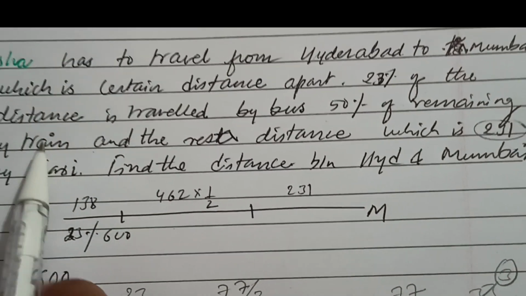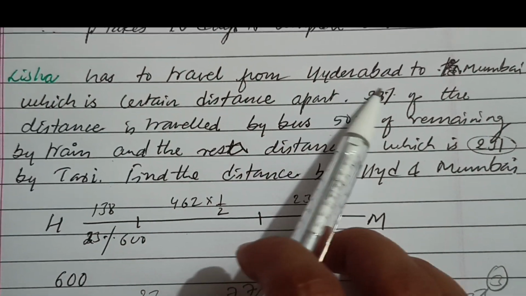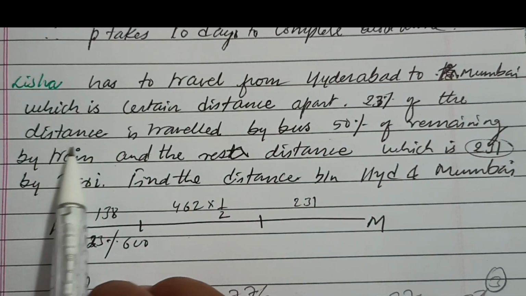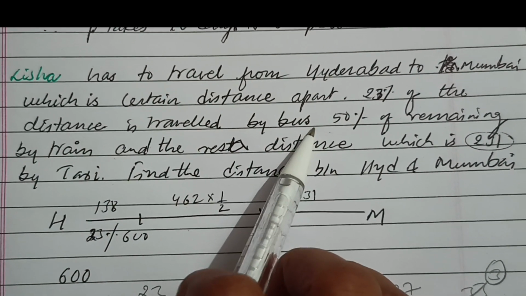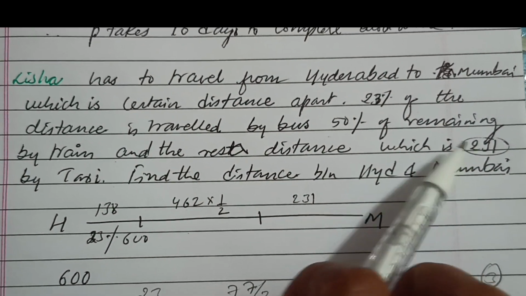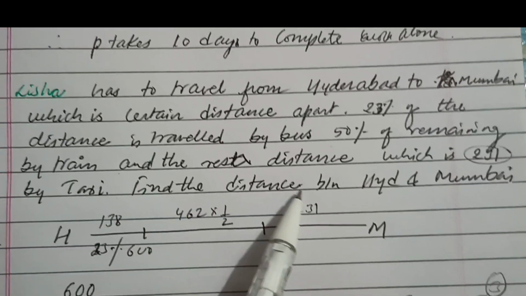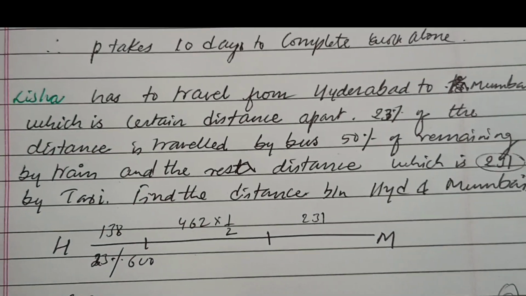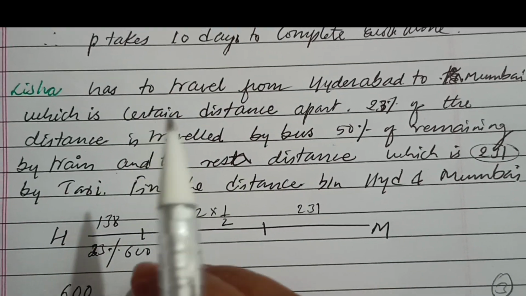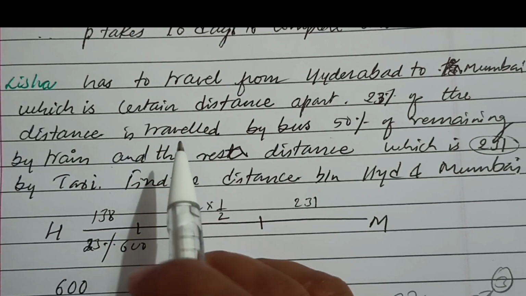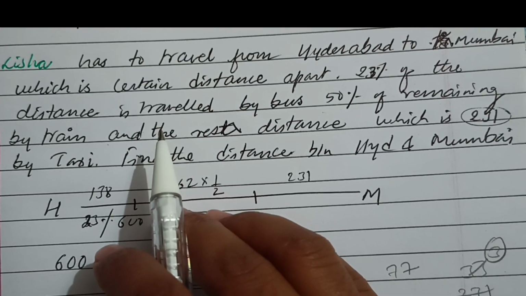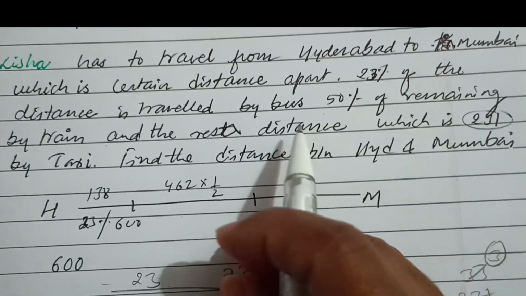And the next question. Lisha has to travel from Hyderabad to Mumbai, which are a certain distance apart, and 23% of the distance is traveled by bus, and 50% of the remaining by train, and the rest of the distance, which is 231 kilometers, by taxi. Find the distance between Hyderabad and Mumbai. I'm sorry for the bad handwriting here. I simply scribbled down the question. It looks messy, but that's fine. My only intention is to understand the question and solve it.